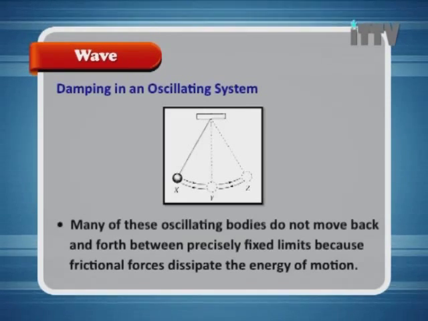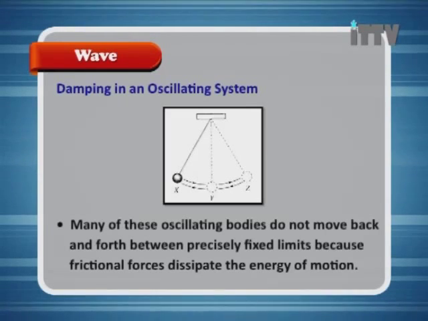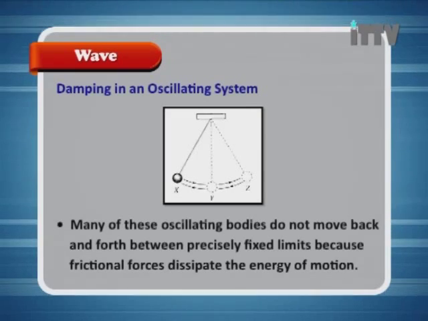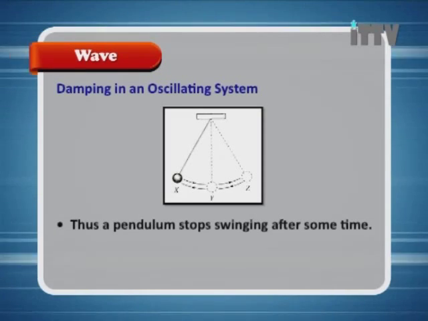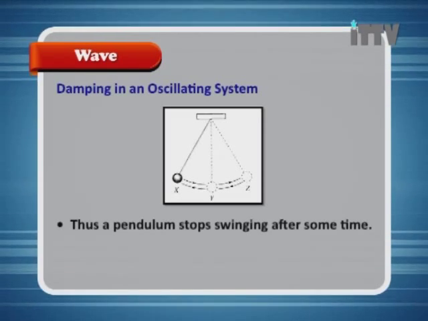Many of these oscillating bodies do not move back and forth between precisely fixed limits because frictional forces dissipate the energy of motion. Thus, a pendulum that is swinging will stop swinging after some time. So what we are saying is, because of external or internal frictional forces, this oscillation is going to diminish and eventually come to a stop, meaning that your amplitude is also going to decrease.